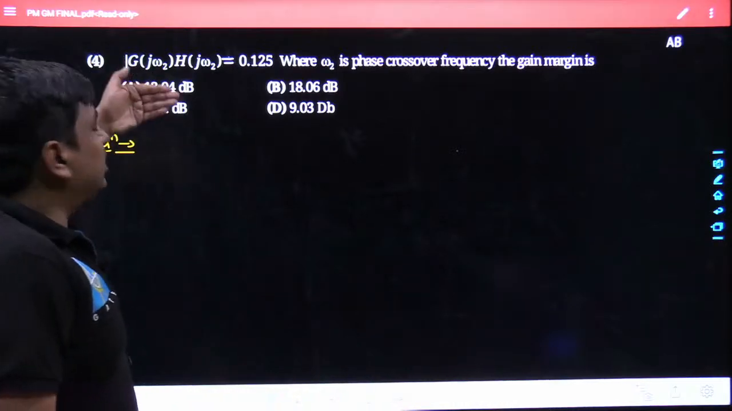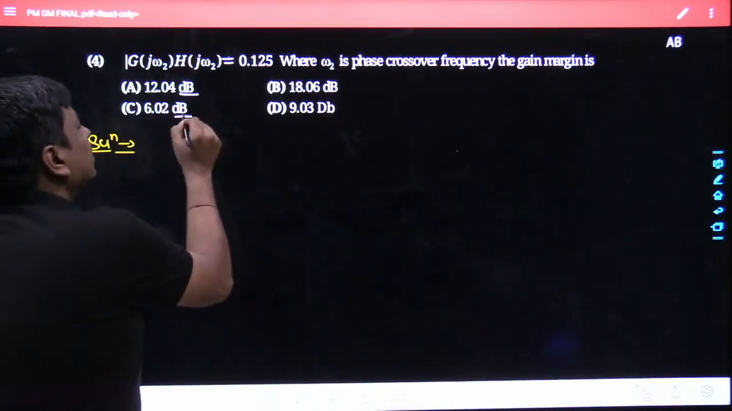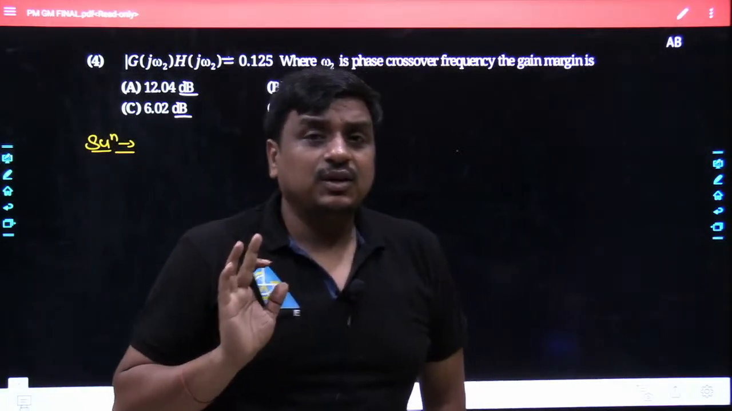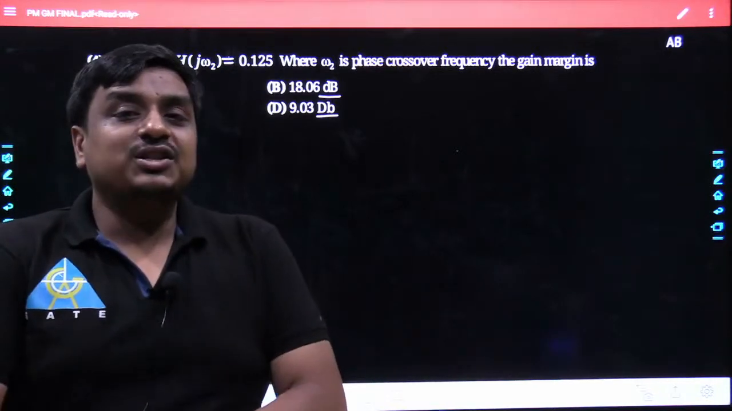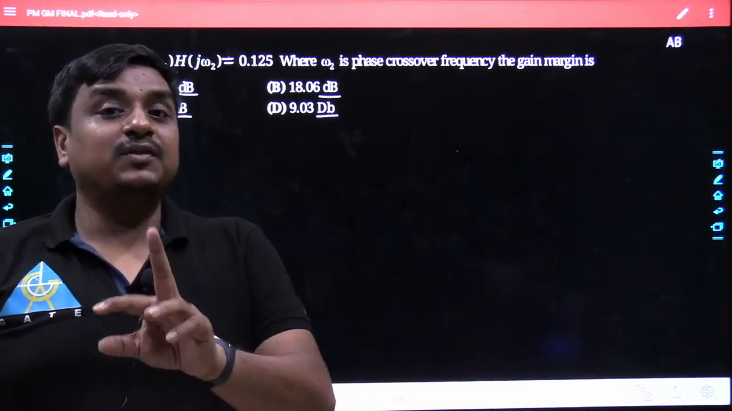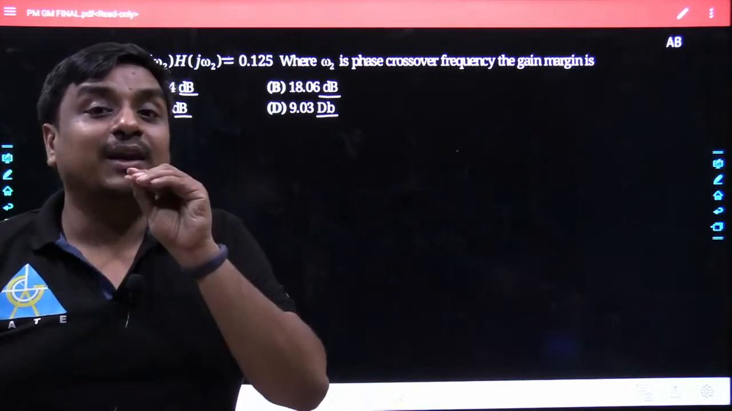And even once you see the options, the options were given in dBs. That means you need to calculate the gain margin in dBs. May I know, while calculating the gain margin, which frequency's reference I used to take? I used to take the reference of omega pc. And at omega pc, I need to get the gain offered by the OLTF.